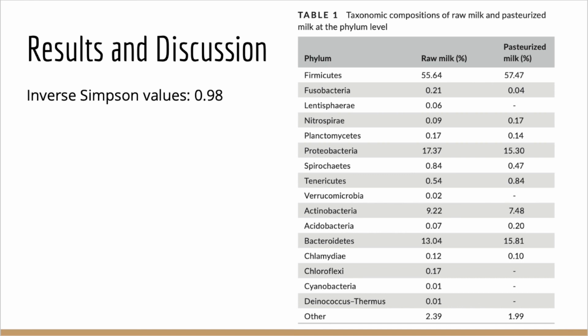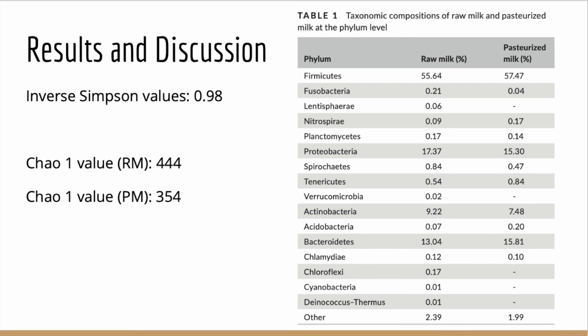So using the next generation sequencing method, we found that the inverse Simpson values were both 0.98. This basically means that there's no difference between the two microbiomes from a statistical standpoint. However, there was a difference between the two Chao1 values, and this measures the richness of microbial diversity. This insinuates that the raw milk has more microbial diversity, as the Chao1 value for raw milk was 444 and the Chao1 value for pasteurized milk was 354.